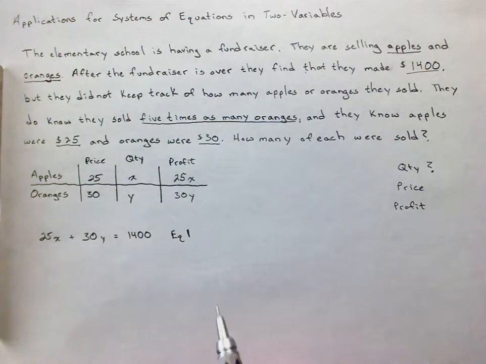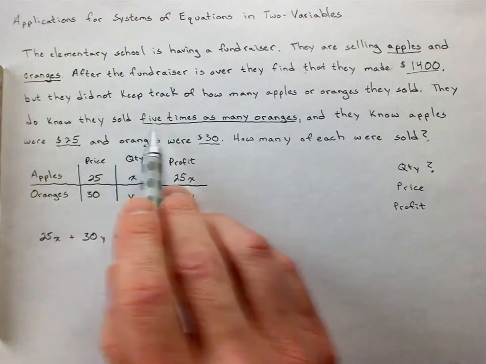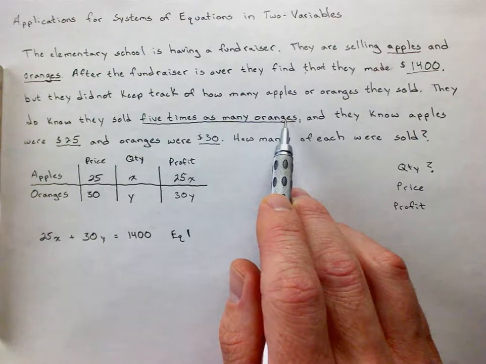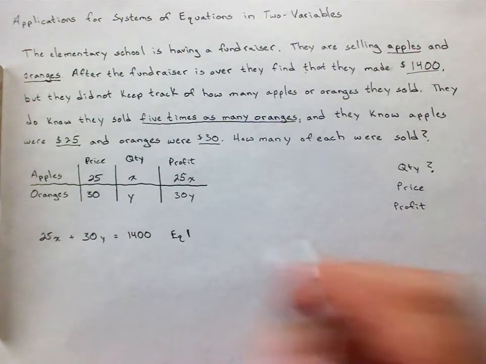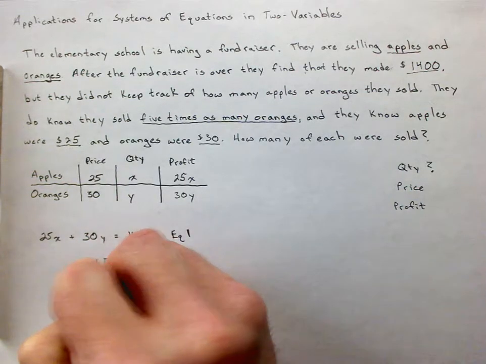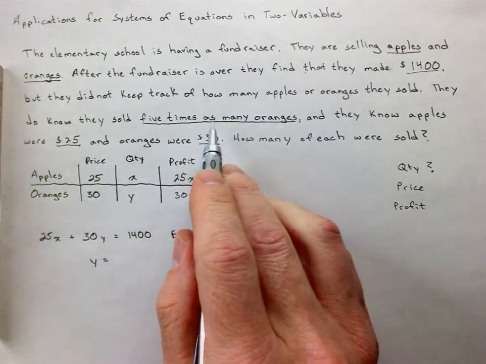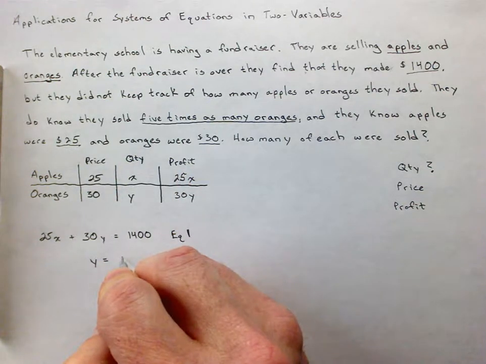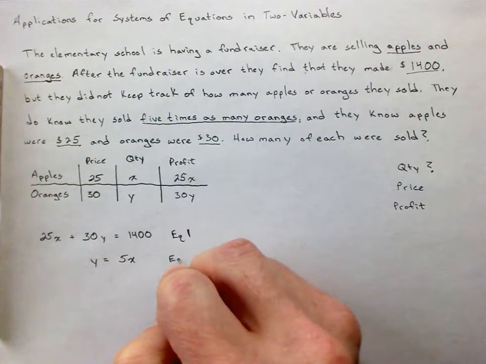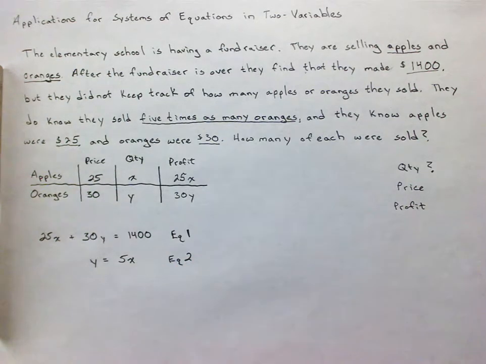My second equation, I have to have a comparison between the two. And what this says is that they sold 5 times as many oranges. So oranges is Y. So Y will equal what? 5 times as many apples. Very good. And that's going to be equation 2. And I have set up my system of equations.